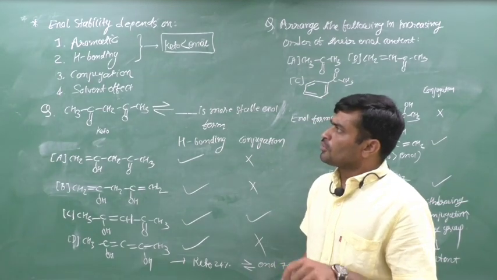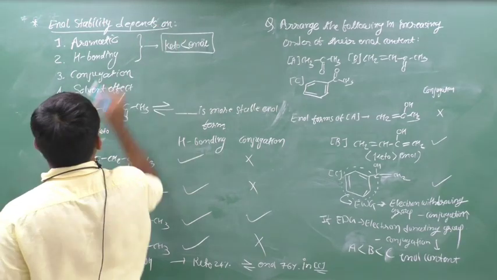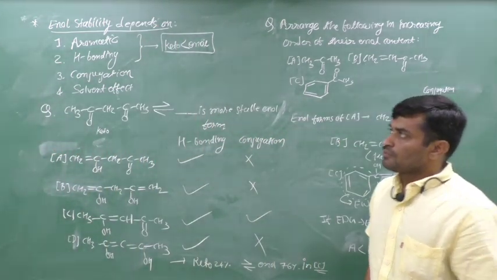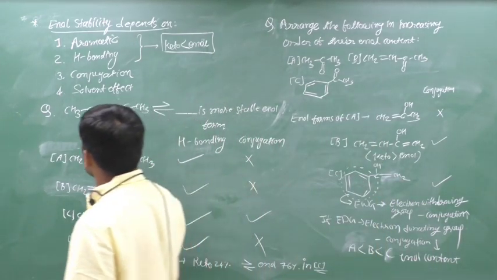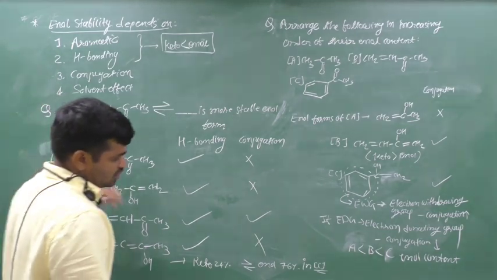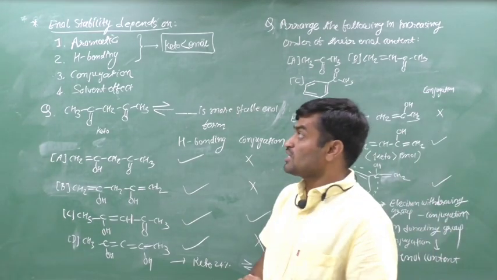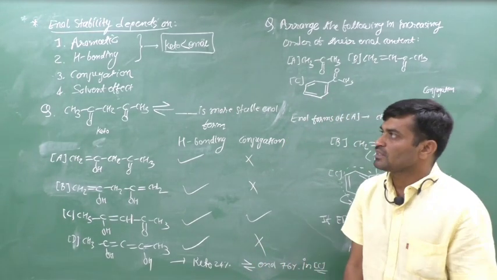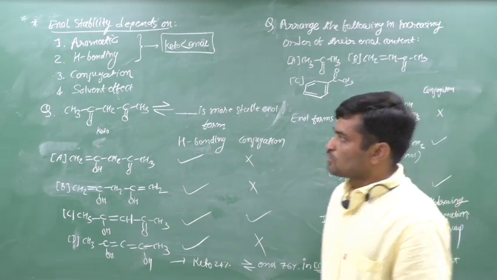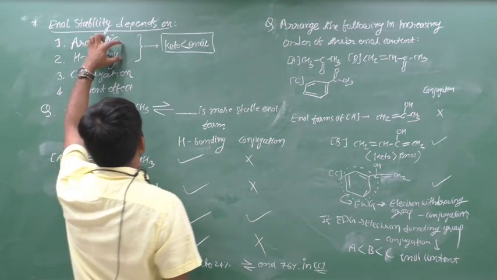Now from this lesson we can say that enol stability depends on these four factors. First one is aromaticity or aromatic compound, second one is hydrogen bonding, third one is conjugation, and fourth one is solvent effect. There are four factors which can affect the stability of enol. First we can consider these two effects.